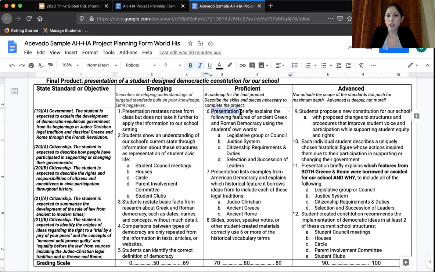here in their presentation, they have to briefly explain the following features of ancient Greek and Roman democracy using the students' own words. And to me, that's very important. They can't just restate the information from in the way they read it in a textbook or on a website. It has to be in their own words. And these are the different sections of democracy and of government that I want them to stop and think about.